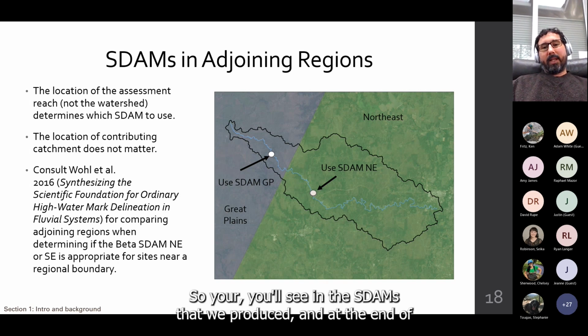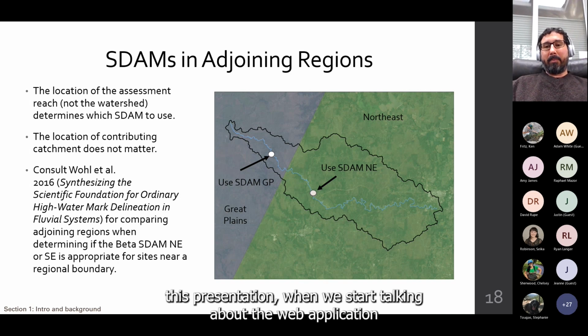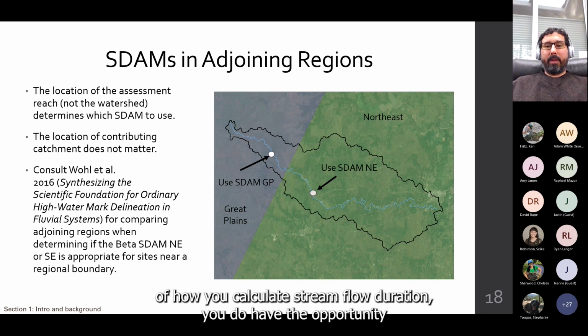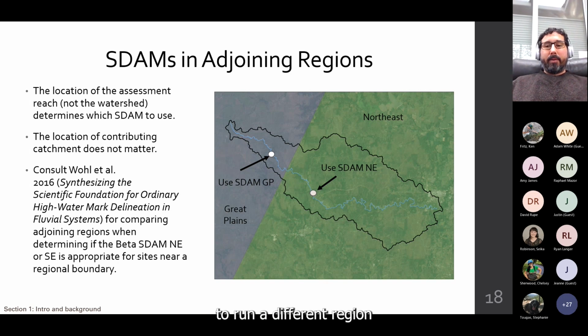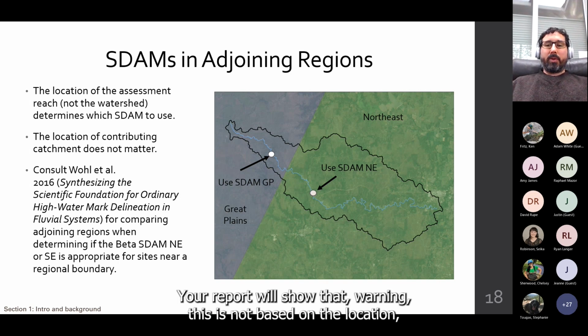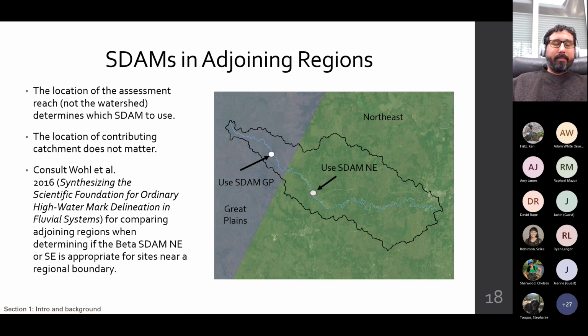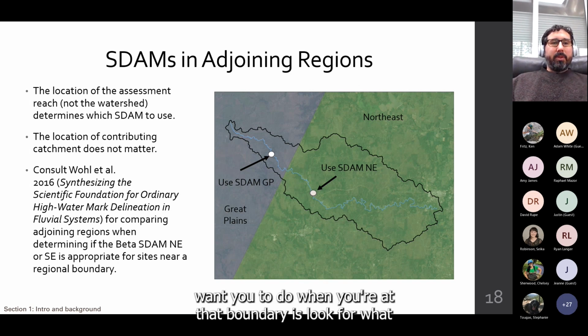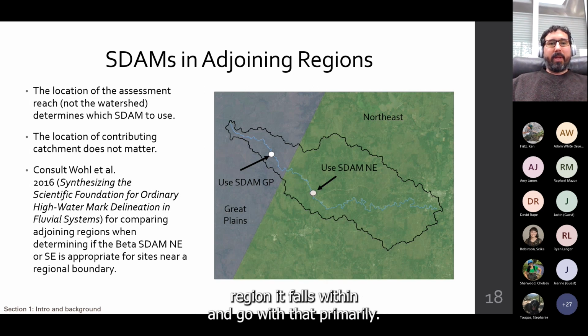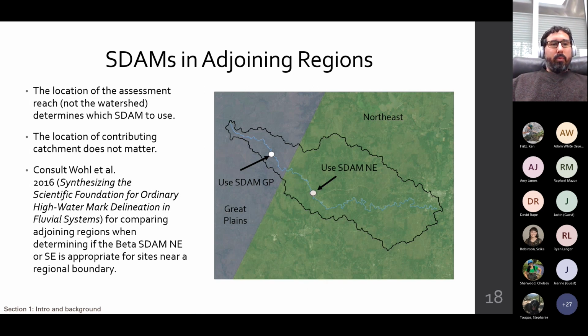So you'll see in the SDAMs that we produce, and at the end of this presentation, when we start talking about the web application of how you calculate stream flow duration, you do have the opportunity to run a different region and produce a report and an outcome for it. So that's possible. Your report will show a warning that this is not based on the location. But what we want you to do when you're at that boundary is look for what region it falls within and go with that primarily.